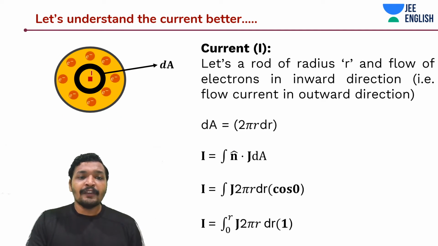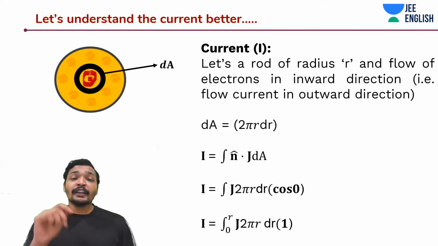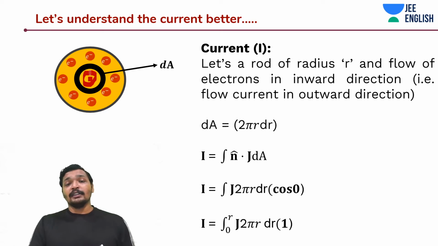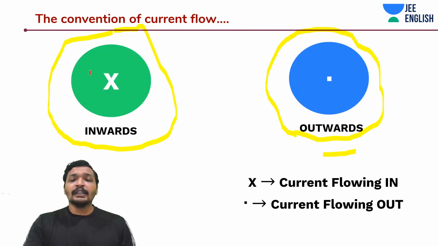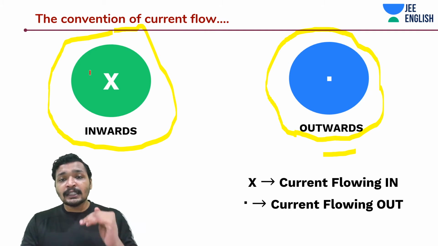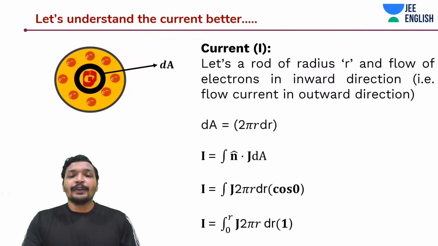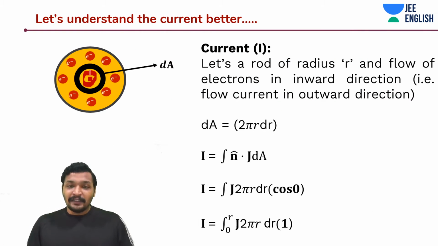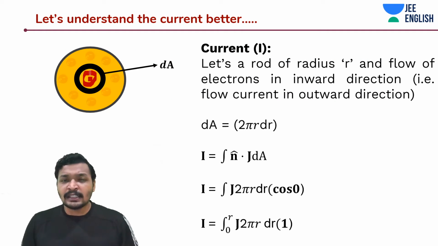Okay guys, have you noticed this dot? This means the current is flowing in or flowing out? Flowing out, isn't it guys? Current is flowing in the outward direction. In this case, maybe it's not very relevant, but I'm just showing you how the signs are given.